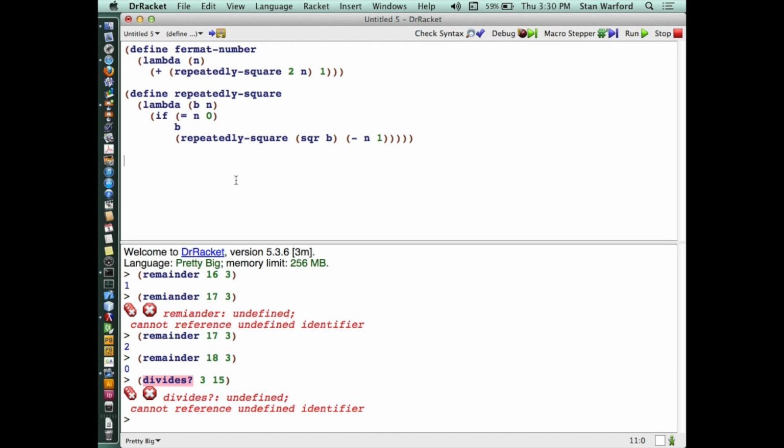All right. So let's write divides, given that remainder is built in. How can we do this? Can you guys help me out here? What do we put here? Define divides. Yeah, we want it to return true or false. And what do we always put here? Lambda. And how many parameters is divides going to have? Two. We'll call them A and B. Are you with me? And I'll put a little comment here: this returns pound T if A divides B evenly. By evenly, we mean no remainder. Is everybody clear on that? Okay, and now this is a one-liner.